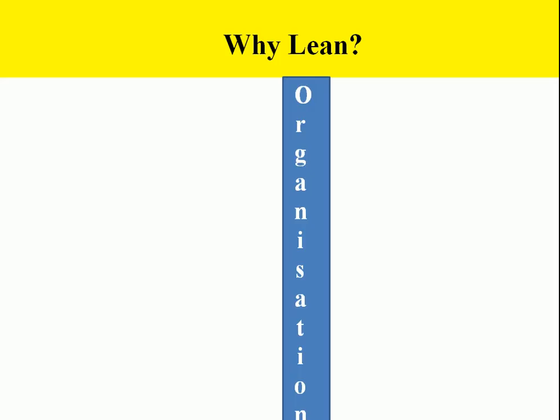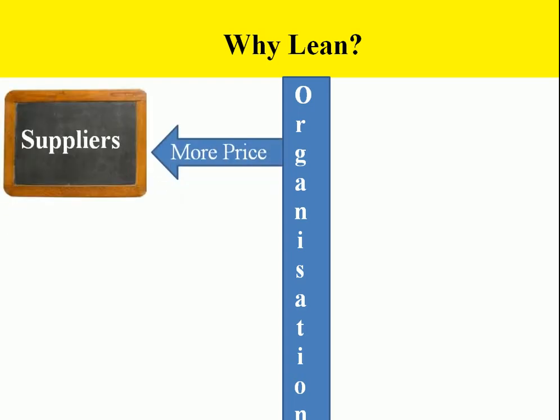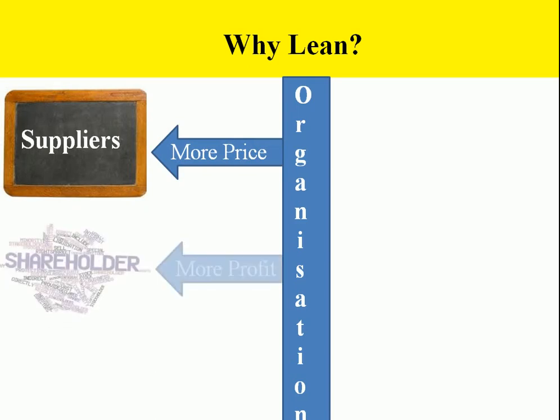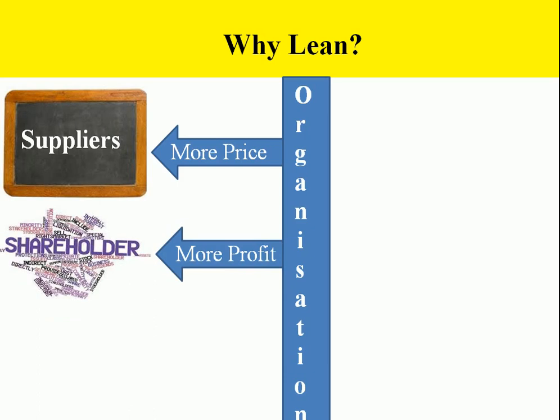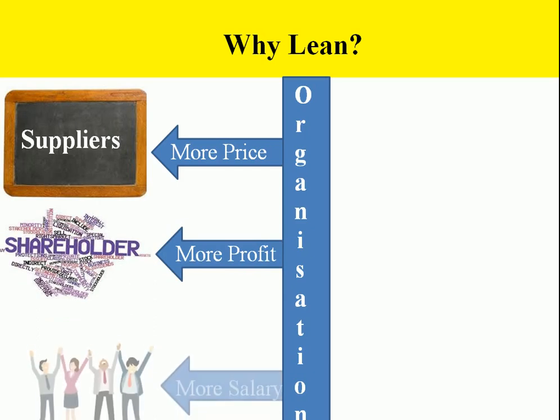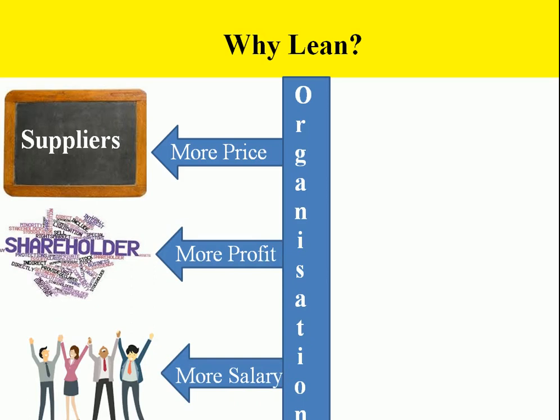From the organization's perspective, the suppliers get more price because the organization is having a good profit margin on the product. The shareholders affiliated to the organization get more profit, and the workers working in the organization will also get more salary.